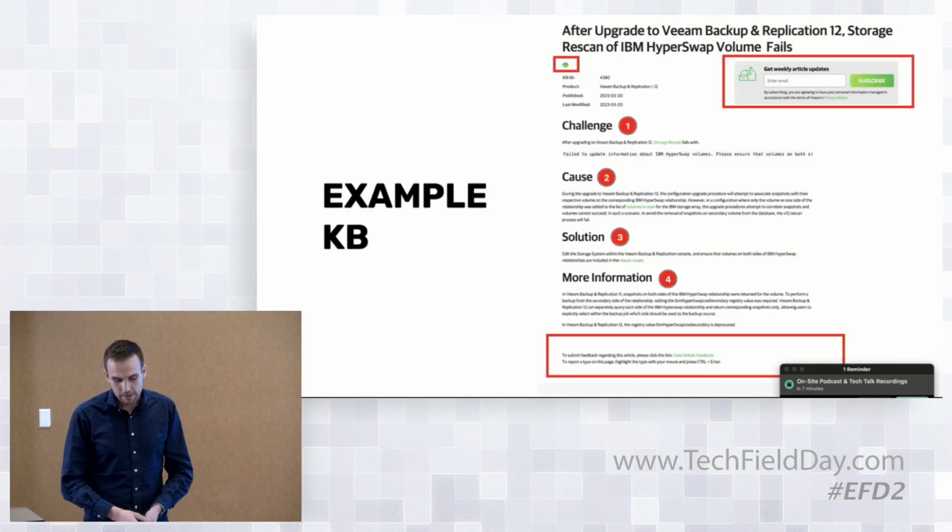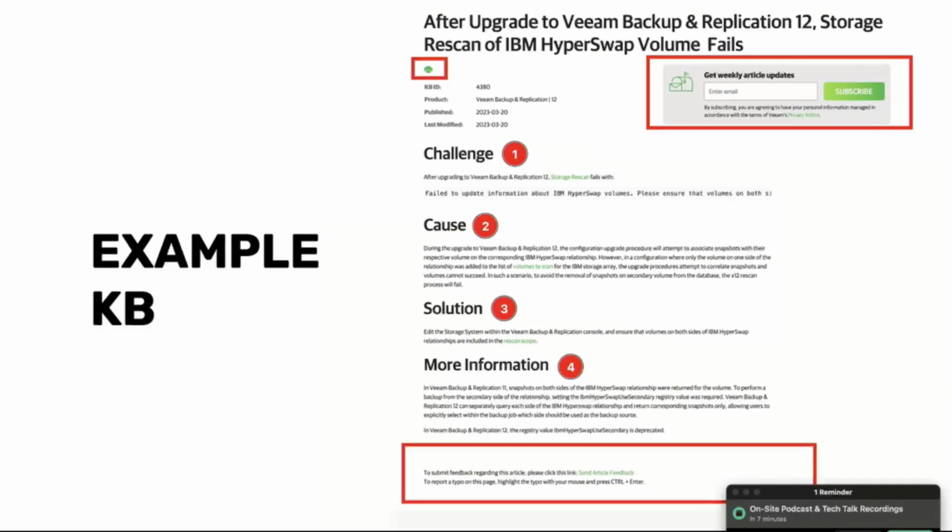So here's what your typical KB article looks like. You can see the big red boxes are stuff that I've kind of removed. There's a print icon, not relevant. Get weekly updates, don't care about that. This big red box at the bottom is really messy. There's an inline form and a bunch of things in there.